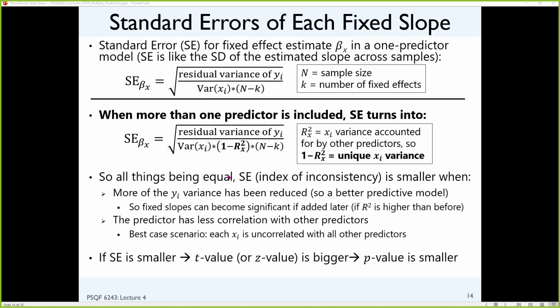It is also the case that the standard error will be smaller to the extent that the predictor is less related to the other predictors. Ideally, the best situation is that you have uncorrelated predictors, because then their standard errors are going to be as small as possible. So why do we care? If the standard error is smaller, that means the test statistic is bigger, which means your p-value is smaller. You have a higher chance of detecting something, higher chance of calling something significant, higher power.